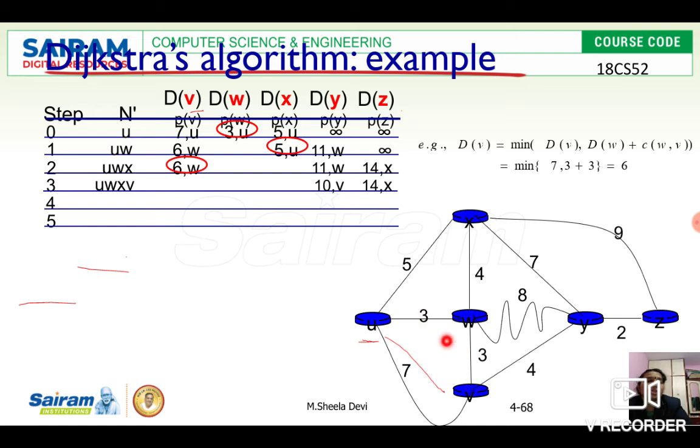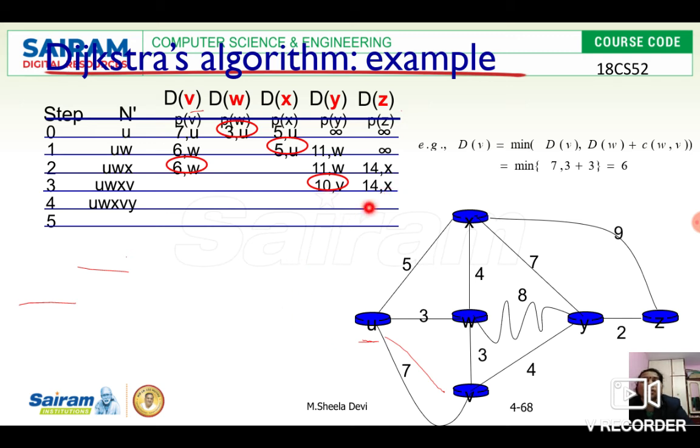So 3 plus 3, 6, 6 plus 4, 10 will be updated here. Since 10 is lesser than the previous value, I am updating 10 comma V. Next, among these two values, whichever is minimum, that we have to add in N dash. So 10 and 14, if you compare, 10 is less, so I am adding Y in the N dash and I am checking the iteration now.